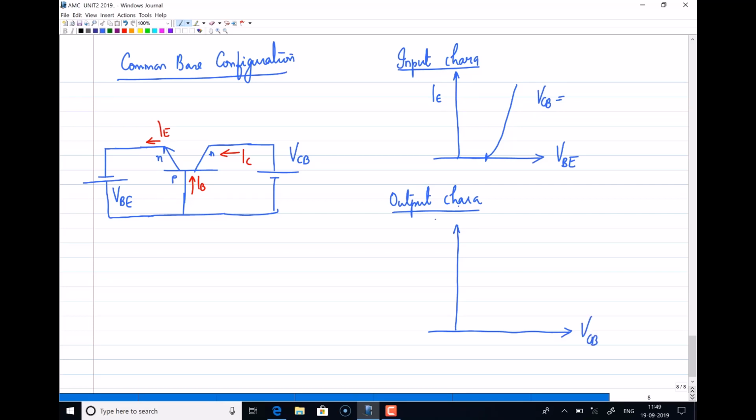Now output characteristics, we'll plot output voltage, here VCB, versus output current IC. Now the configuration is common base. So how are the input and output currents related? This IC current will flow only if you have an emitter current. Since the emitter base junction is forward biased, emitter current is there. Now emitter current is related to collector current as alpha IE. That means your IC and IE are almost equal, right? Now how to draw this characteristic?